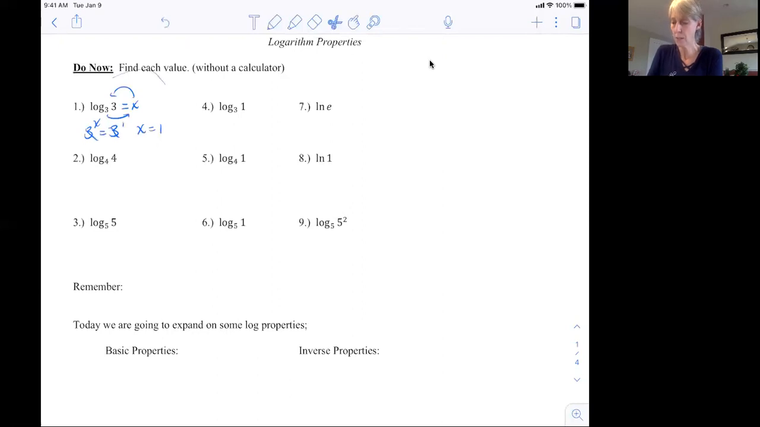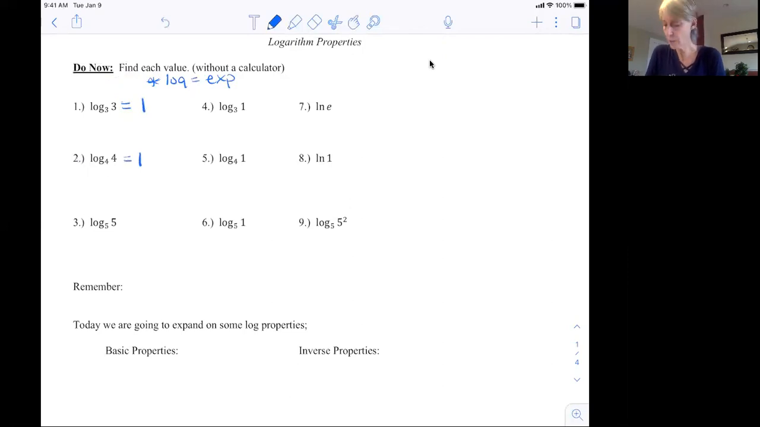I'm going to get rid of this work, and I'm going to remind you, remember, log equals exponent, right? So if you want to think about it this way, log base 3 of 3 means what power am I going to raise 3 to get 3? And that's going to be 1, and we saw that using algebra. So using that rationale, what's log base 4 of 4? That would also be 1.